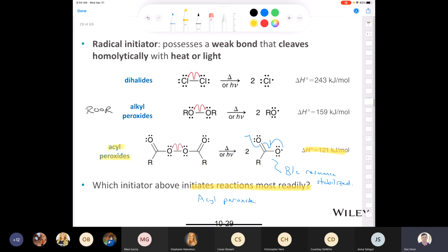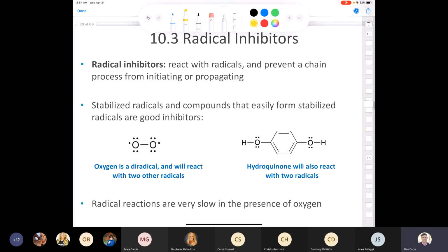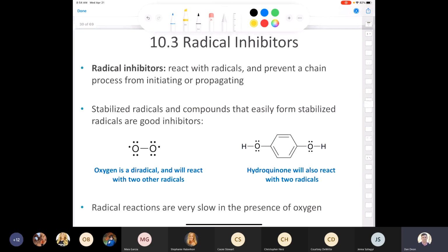Well, let's talk about a radical inhibitor, things that can prevent radicals from forming. This is a very quick aside in our book. There are only 2 radical inhibitors discussed in our book: oxygen and hydroquinone. So you should know that oxygen and hydroquinone serve as radical inhibitors. What's a radical inhibitor? It's simply something that's going to react with the radical and stop the chain reaction from occurring, right? It's going to prevent initiation and propagation.